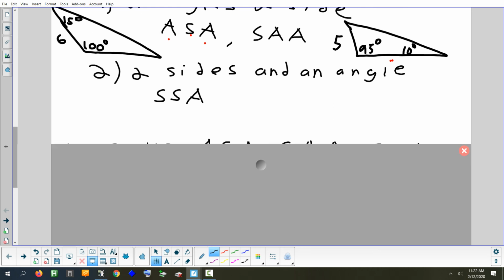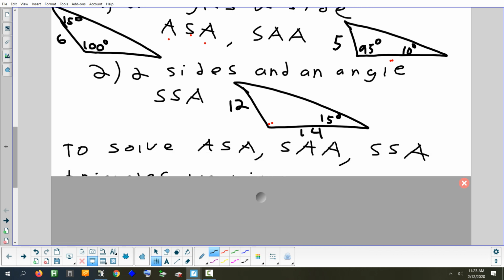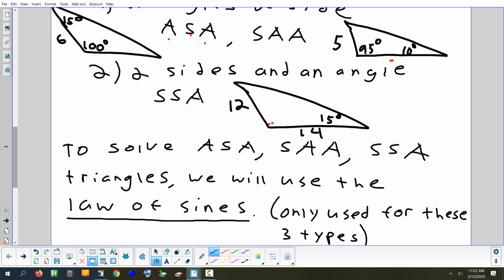The other case is two sides and an angle. Specifically, it has to be an angle not between the sides. So, side, side, angle. You've got a side, and they gave you an angle that's not between the two sides. If they give you this angle right here, the one between the two sides, that would be SAS. You can't do that with the law of sines. That's the law of cosines. So those are the only three types of problems that we can solve with this law. That's what I just told you.